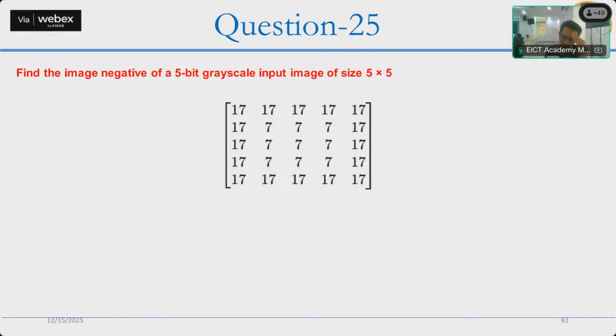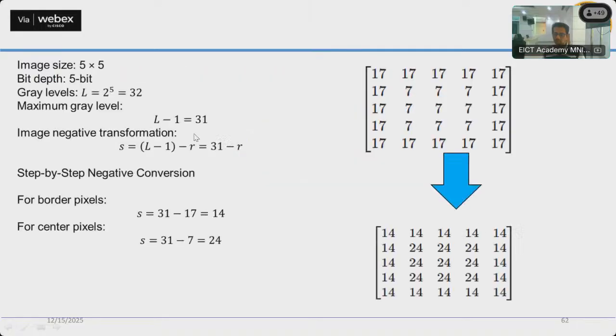Actually, see another way you also see what is happening here in negative. Negative means the lower value becomes the higher and the higher value becomes the lower. That has been shown here, the maximum gray level transformation has been shown.